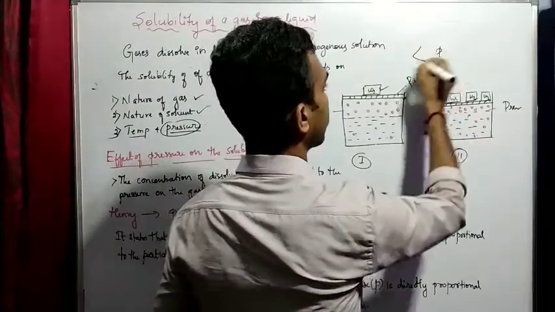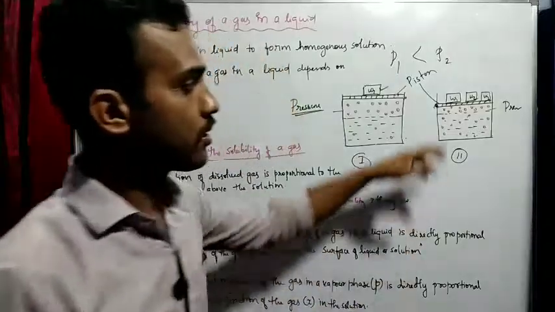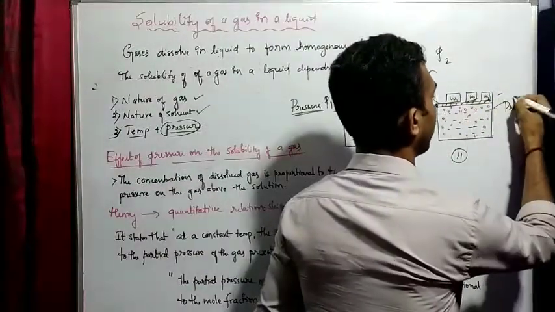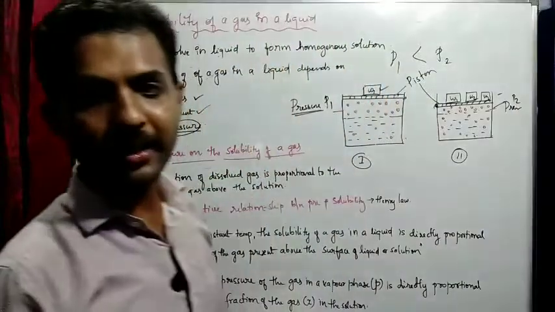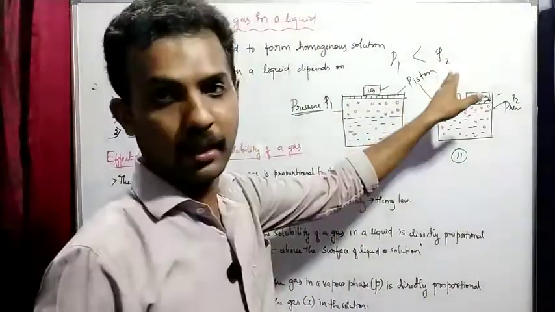More. Pressure P1 is lesser than what? P2. System P2, so you can say it is P1, and this is what? P2. So P2 is greater than what? P1.